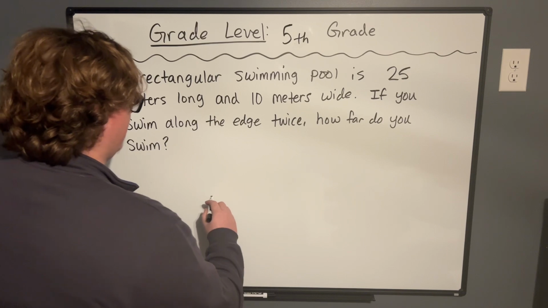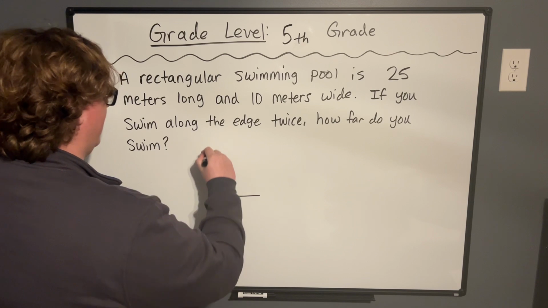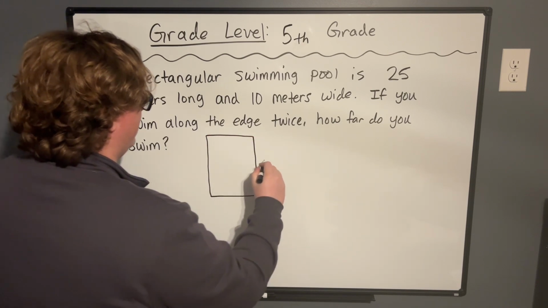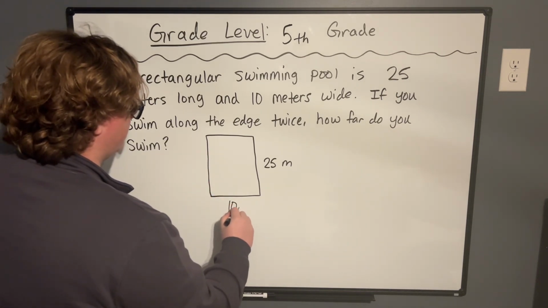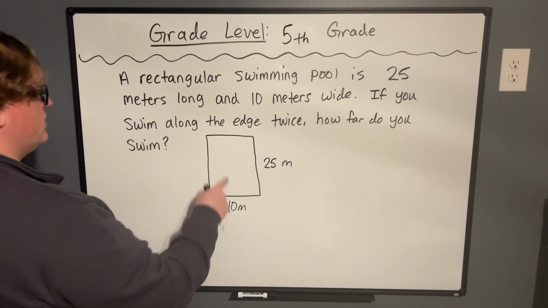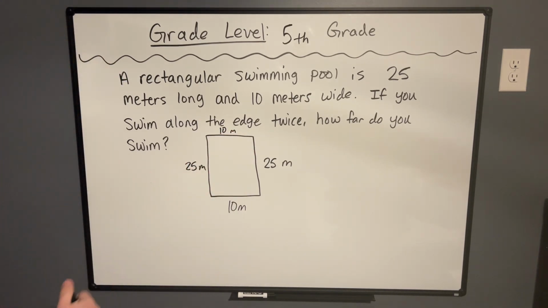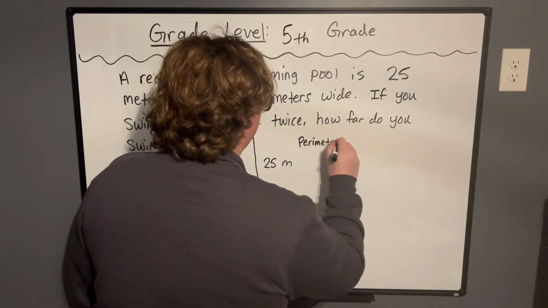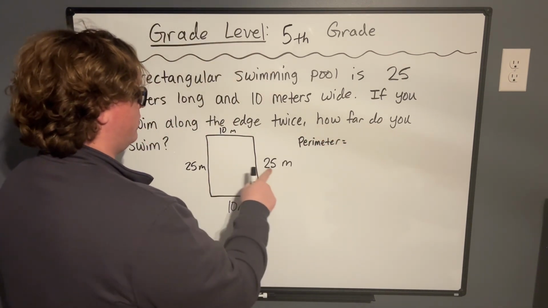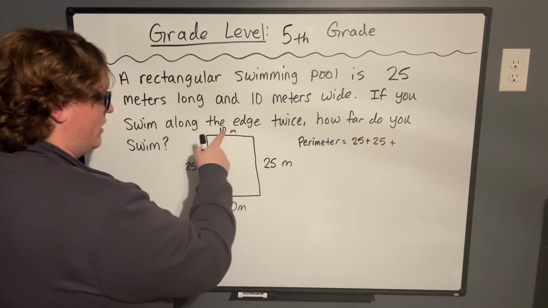So let's kind of draw a picture of what this looks like. I'm going to use this side as my 10 meters wide, right, because this will be the width, and this will be the length of the pool, right? So we know that it's 25 meters long, and we know it's 10 meters wide. And since it's a rectangle, these are the exact same. So this is also 10 meters, and this is also 25 meters. So when we're looking for the perimeter, all we have to do is add the sides up. So the perimeter, right, like this, is equal to 25 plus 25, because we have 2 of those side lengths, plus 10 plus 10.